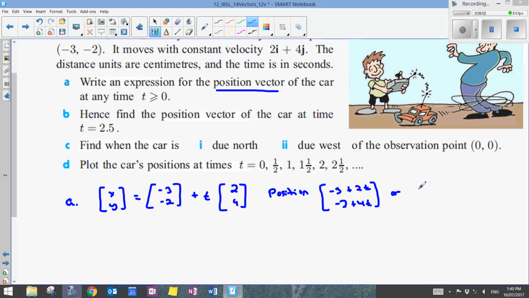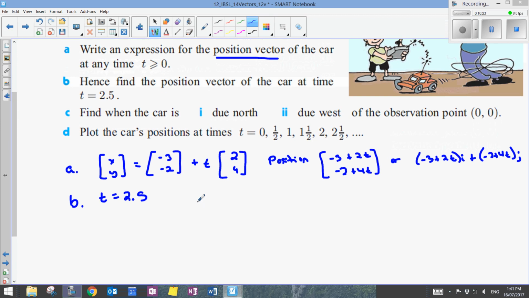Or you could use unit vector form, and you could say -3 plus 2t i plus -2 plus 4t j. So either of those would be okay, but it must be left as a vector because the question asks for a vector. And then part B says, hence find the position vector of the car at time equals 2.5. So part B we'll leave for you guys, because when t equals 2.5, you're just going to wind up subbing in to that position vector that you've set up already for yourself. So we'll leave that one for you to finish.